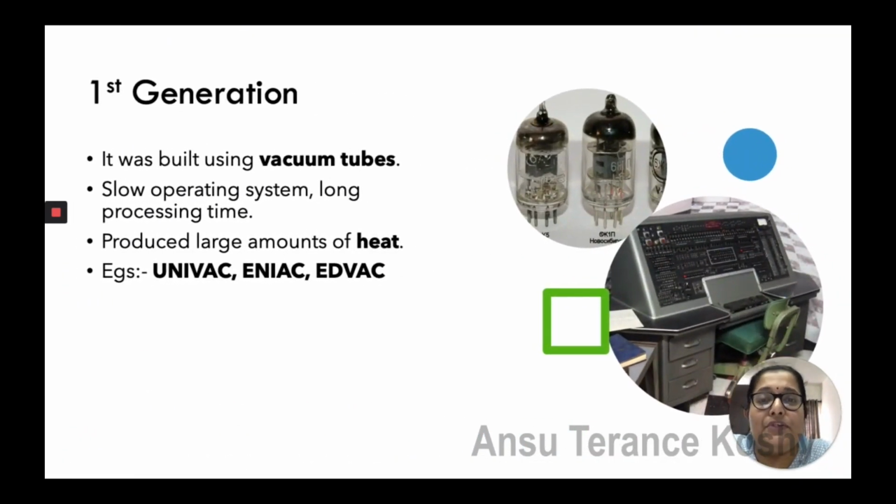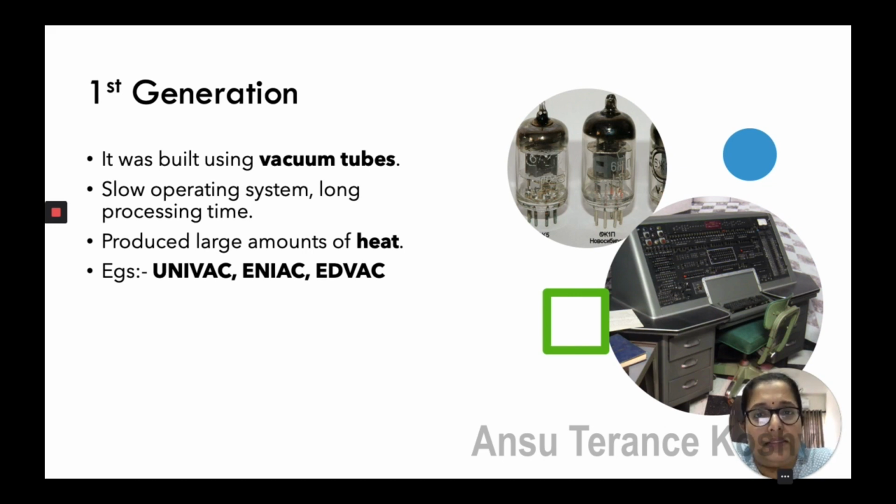First generation. It was built using vacuum tubes. The picture of a vacuum tube is placed on the top. If you see my cursor, you can see the first picture is that of a vacuum tube. It is not a small device. It was very big in size. So the overall structure of the machine was very, very huge.